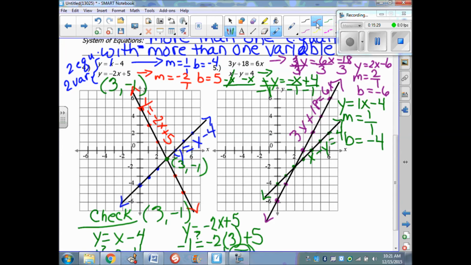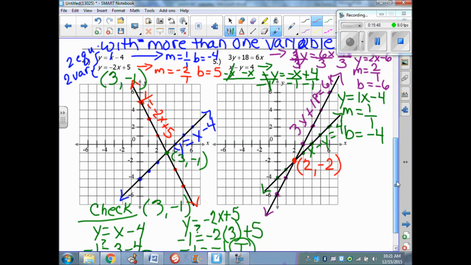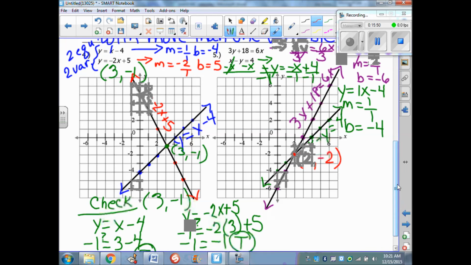Now, again, they bumped into each other. That wasn't just by chance. Let's label that point. What is that point where they bumped into each other? It was right 2, down 2. So it's 2, -2. Let's see if that is in fact my solution. So let's check it. We got to check it into the original 2 equations.